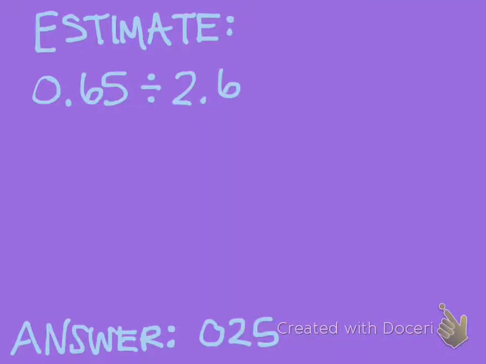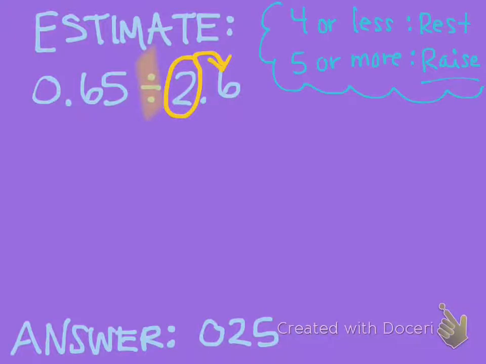This second example is a little trickier, but we're going to follow the same process. We're dividing, so we're going to start with the divisor when we estimate. Circle the first digit, that's 2. Look behind it. Think of 4 or less or 5 or more. 6 is 5 or more, so we're going to raise the score. 2.6 will round to 3.